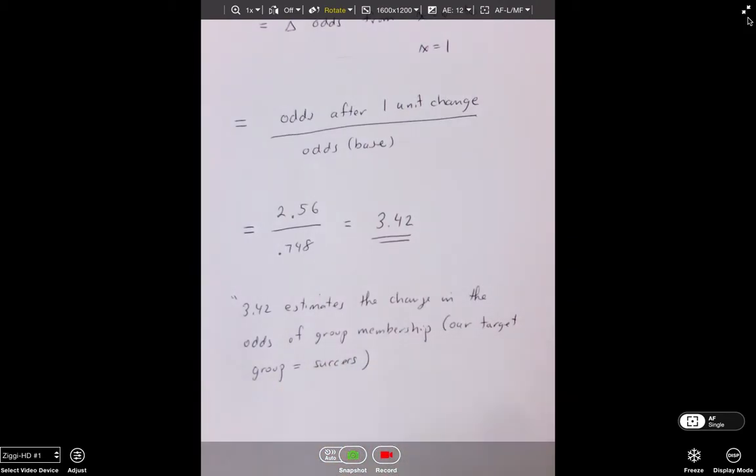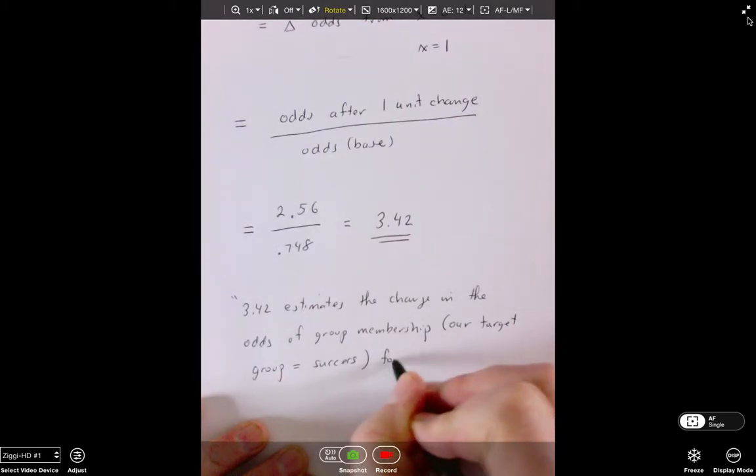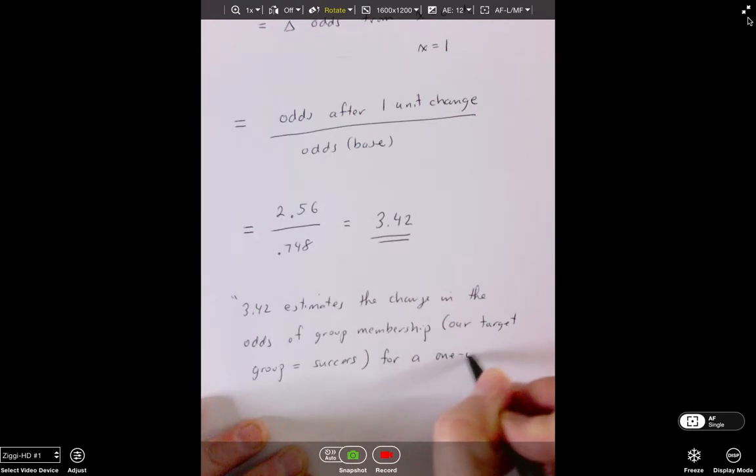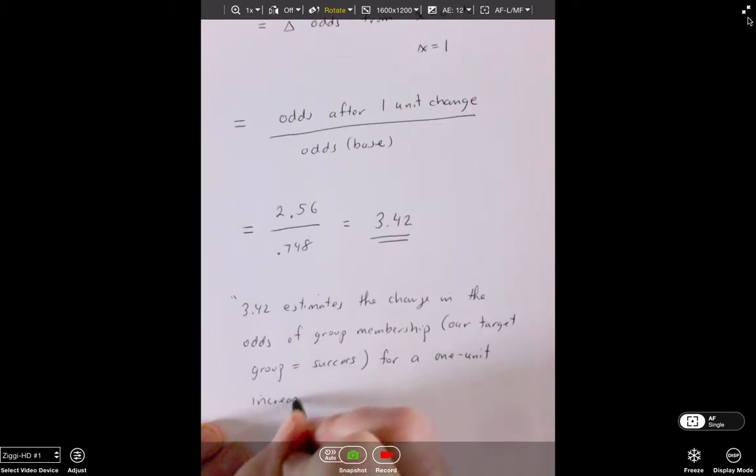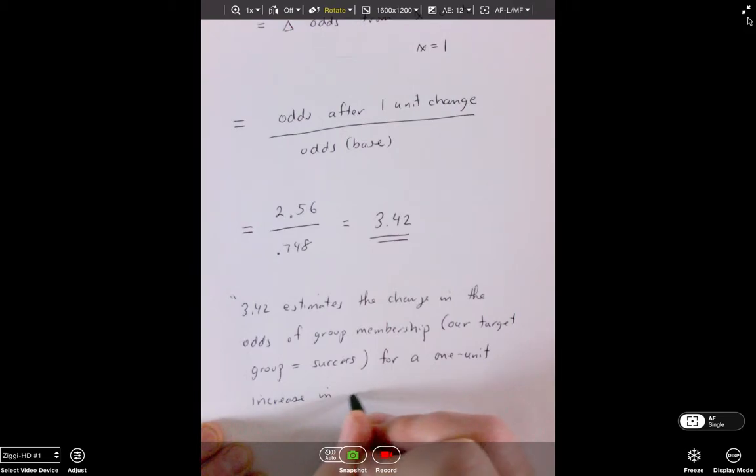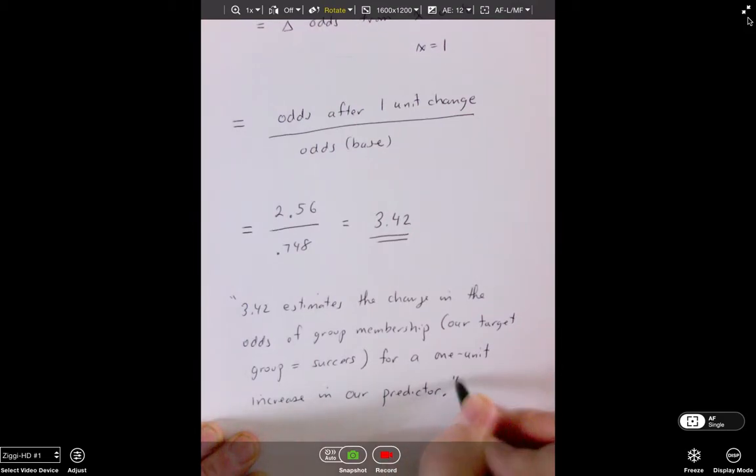So in our dependent variable, we get a target group, and our target group was success, and again, that's typically going to be what you're going to code as 1. It makes the interpretations easier. So let me get back. 3.42 estimates the change in the odds of group membership for a 1 unit increase in our predictor. All right.